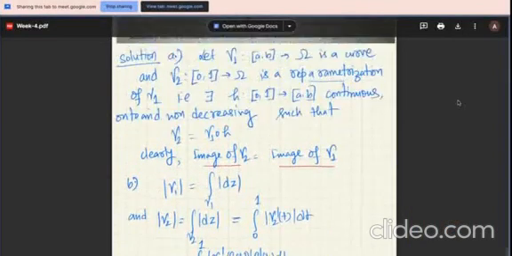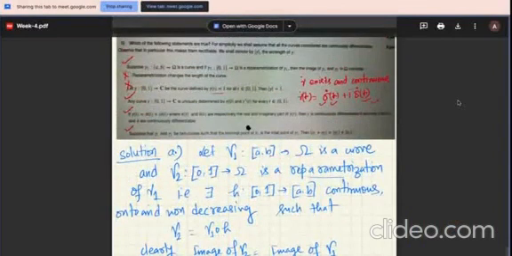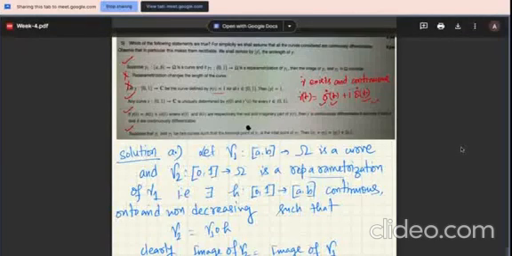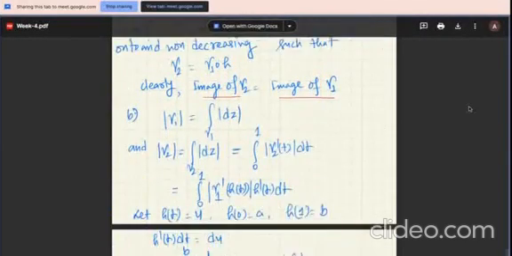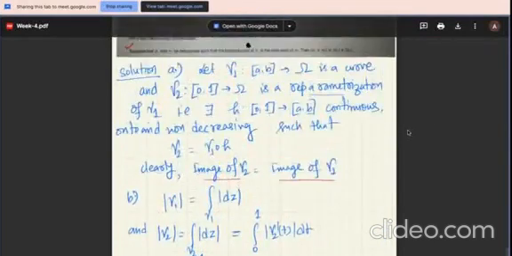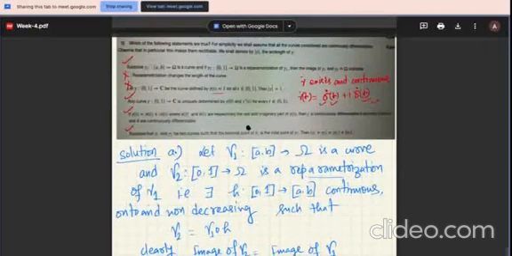What is the next problem? C. Let gamma be a curve defined by this for all t belongs to [0, 1]. Then the length of the curve gamma is equal to 1. So what is this? You can directly calculate. It is just a constant point, so this length will be 0 only. So for any constant curve, the length is 0.